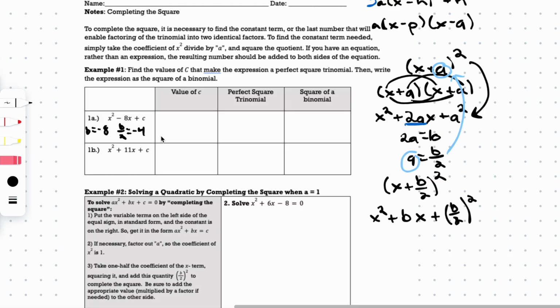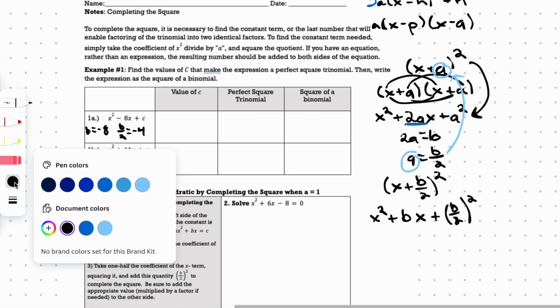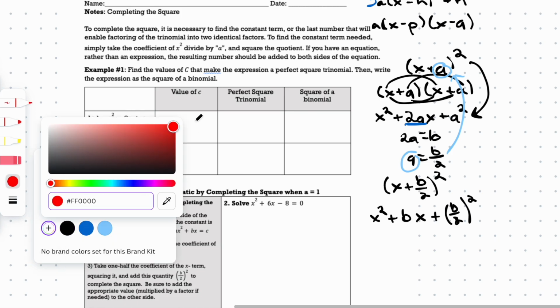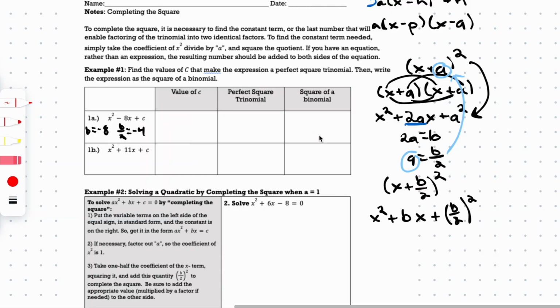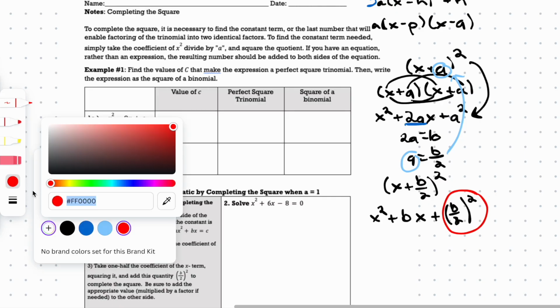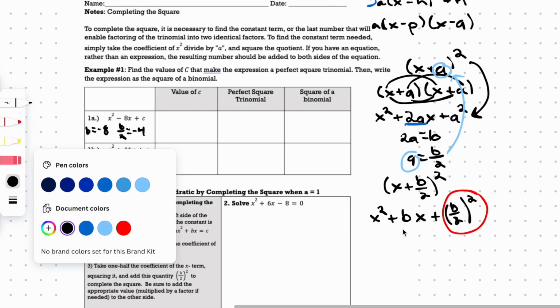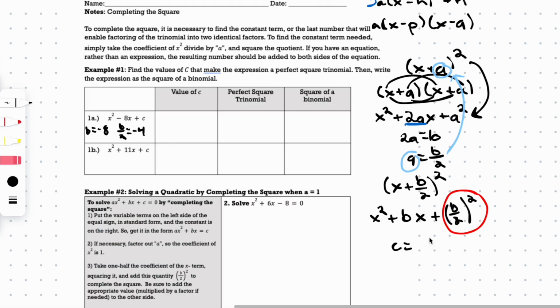So b over 2 equals -4. Now, you'll notice this term, I'm going to choose a different color. Let's go red. This term is equal to our c value. So c equals b over 2 squared. I'm going to plug in b over 2, which is -4. -4 squared is going to be 16. So our value of c is 16.